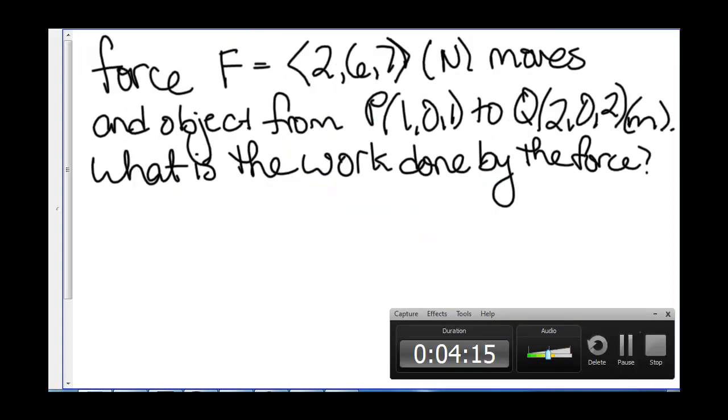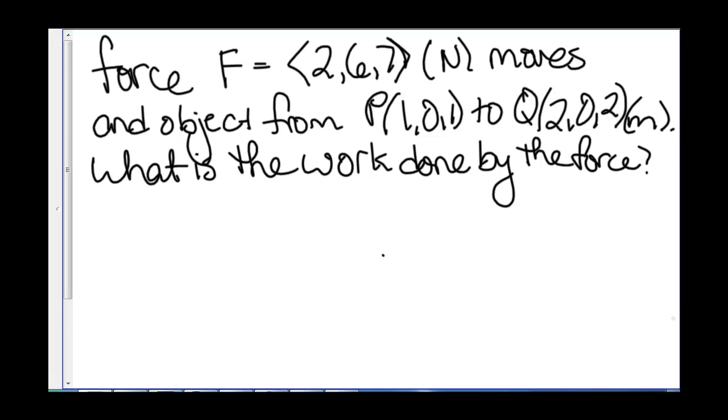Suppose a force F, which is equal to the vector 2, 6, 7 newtons, moves an object from the point P, 1, 0, 1 to Q, 2, 0, 2 meters. What is the work done by the force? Well, we first need to find our displacement vector. So Q minus P gives us the vector 1, 0, 1.